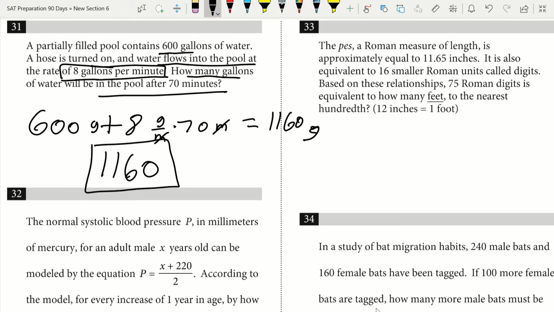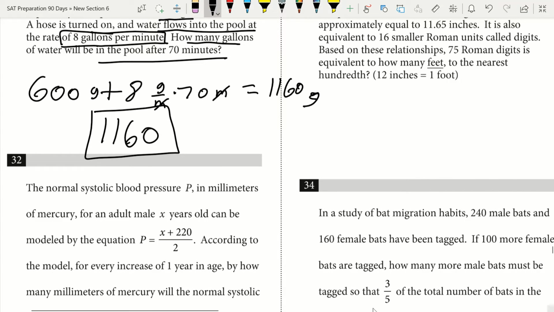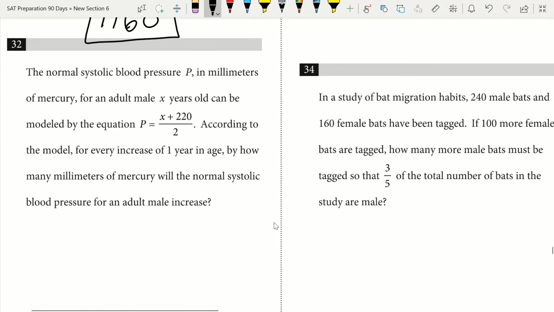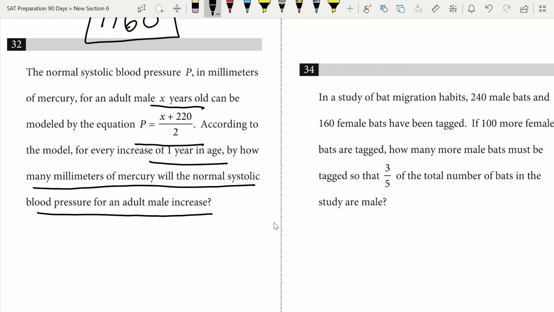Now we got 32. The normal systolic blood pressure, P, in millimeters of mercury for an adult male, X years old, can be modeled by the equation P equals (X plus 220) over 2. According to the model, for every increase of 1 year in age, by how many millimeters of mercury will the normal systolic blood pressure for an adult male increase?